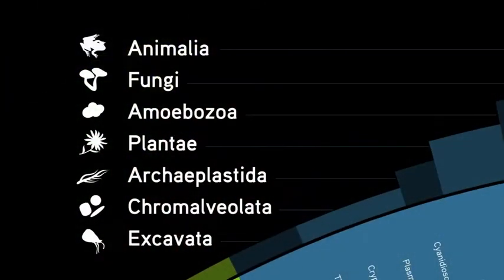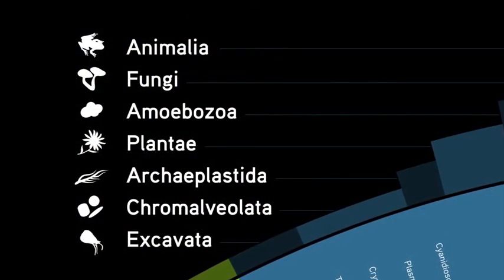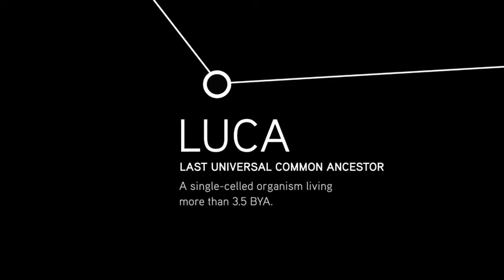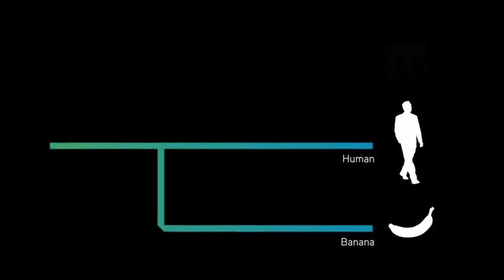Every living thing on Earth is descended from a single organism. Biologists call that organism LUCA, which stands for the last universal common ancestor. LUCA probably lived almost 4 billion years ago. What this means, strangely, is that you and bananas share an ancestor.